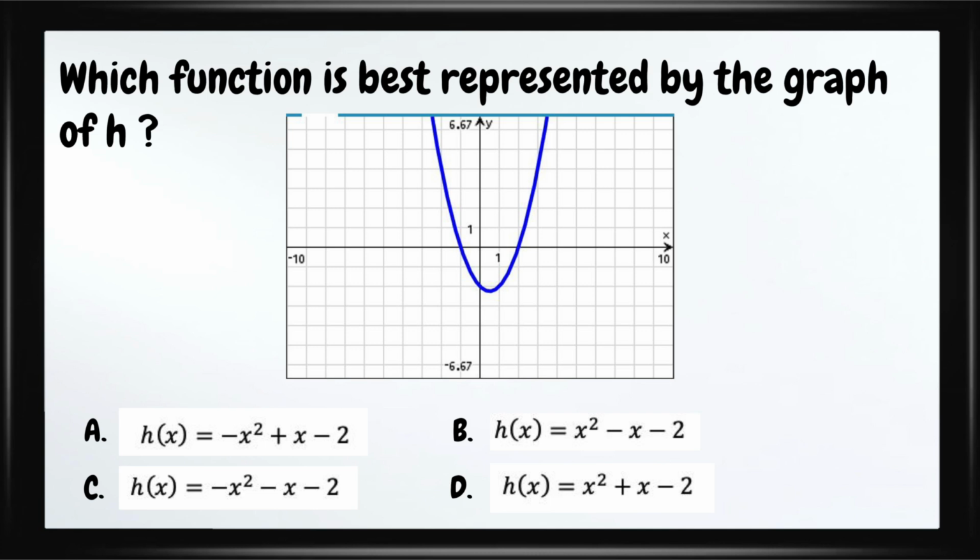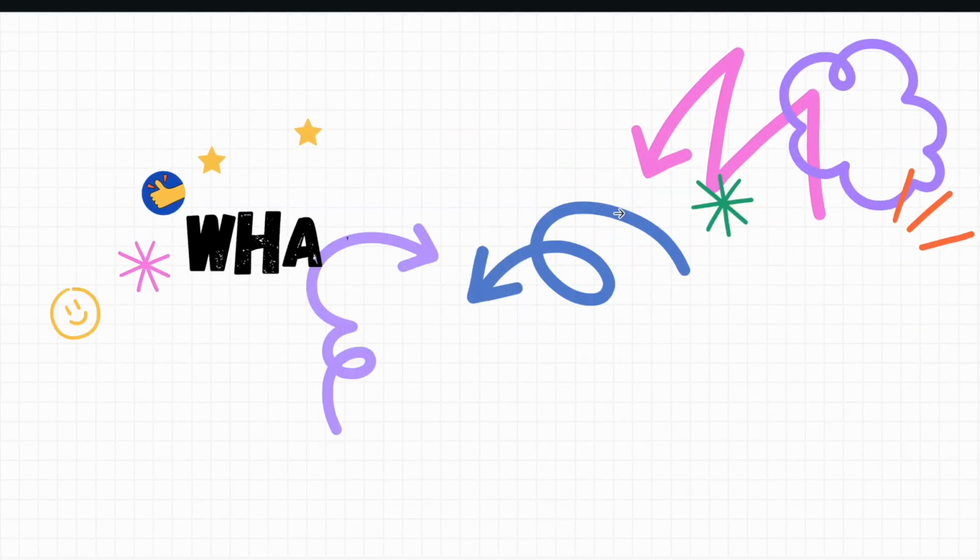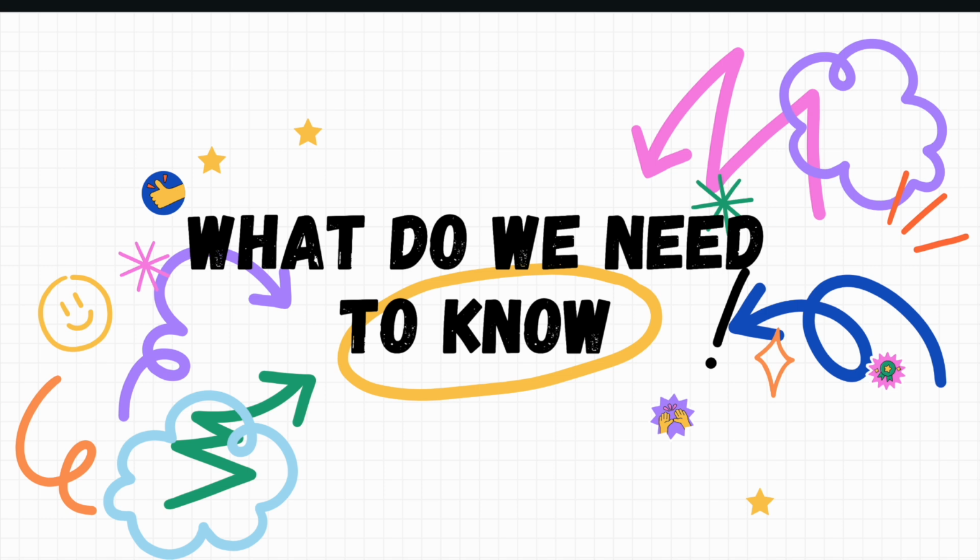Here is today's question. Which function is best represented by the graph of h? And we are given a graph of a quadratic function with multiple choices with quadratic equations. What do we need to know?